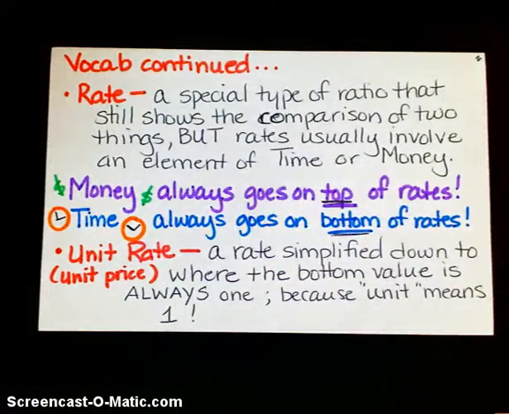The last 2 vocabulary words that I want you to be familiar with are rate and unit rate. A rate is a special type of ratio that still shows the comparison of 2 things, but rates usually involve an element of either time or money. And these are 2 things that you've got to remember. When putting together proportions and rates, money always goes on top. Time always goes on bottom.